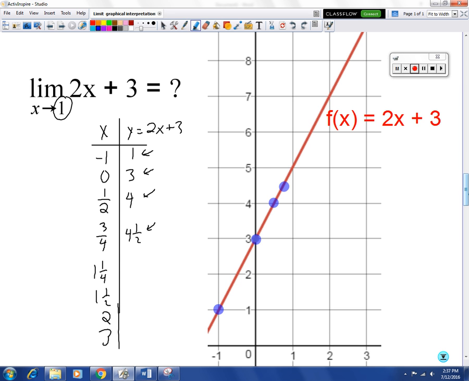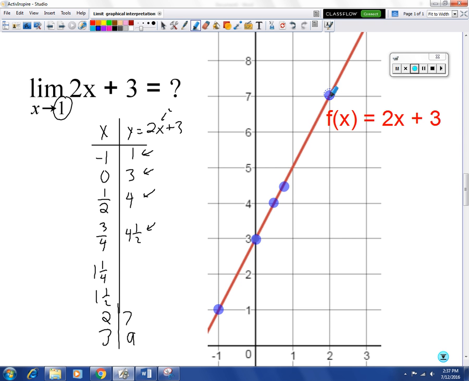Okay, at 2, let's see, 3 out of 9. When we substitute 2, put a 2 right there. 2 times 2 is 4, plus 3 is 7. So at x equals 2, our y value is 7.